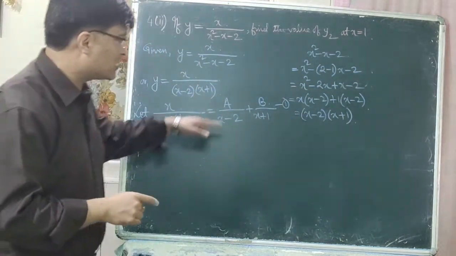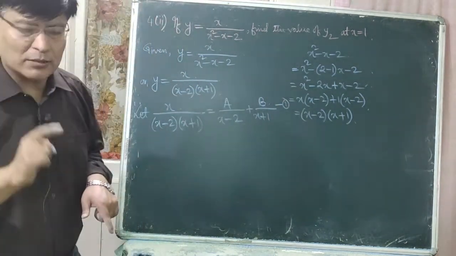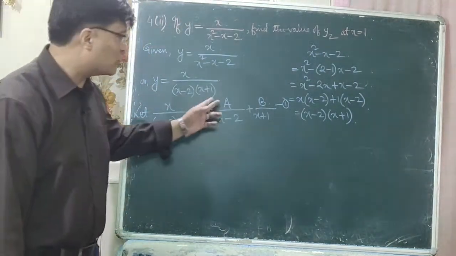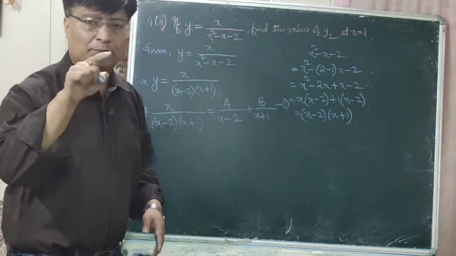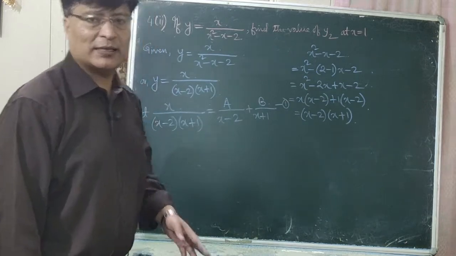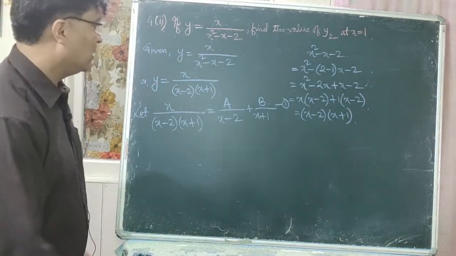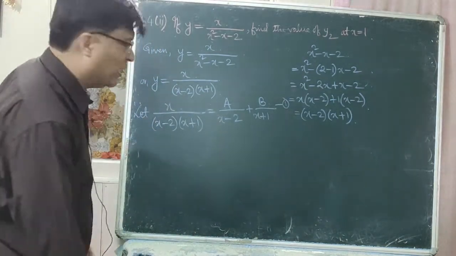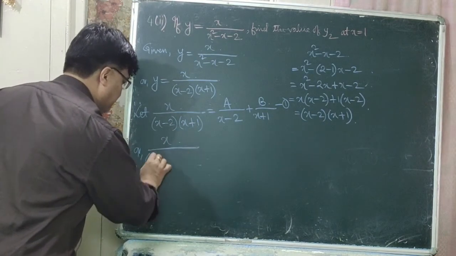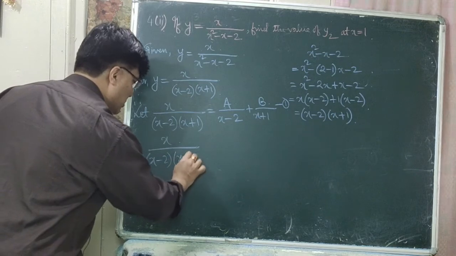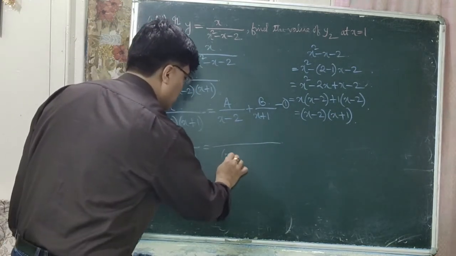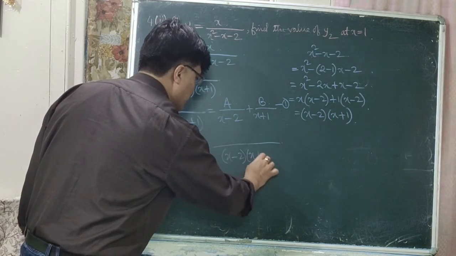Why is it marked as number 1? Because from this equation you have to get the values of capital A and capital B, and you can put those values of A and B in number 1. That's why it is marked as equation number 1. So let us get the values for A and B. Let us simplify the right hand side, keeping the left hand side as it is. x upon x minus 2 into x plus 1 is equal to, what is the LCM here? x minus 2 into x plus 1.